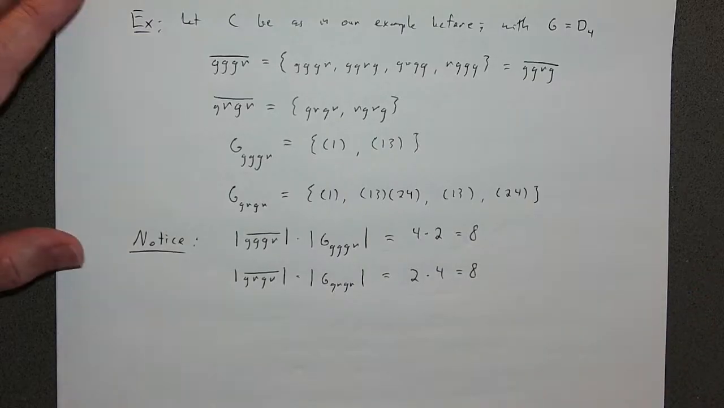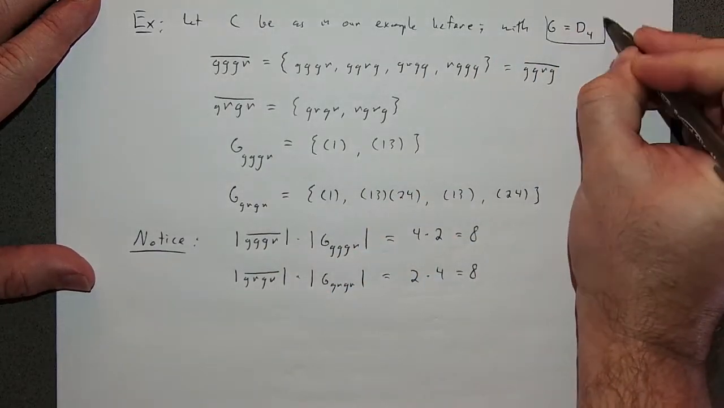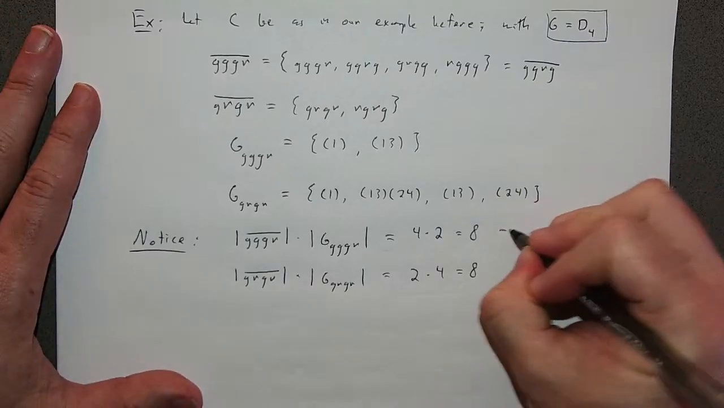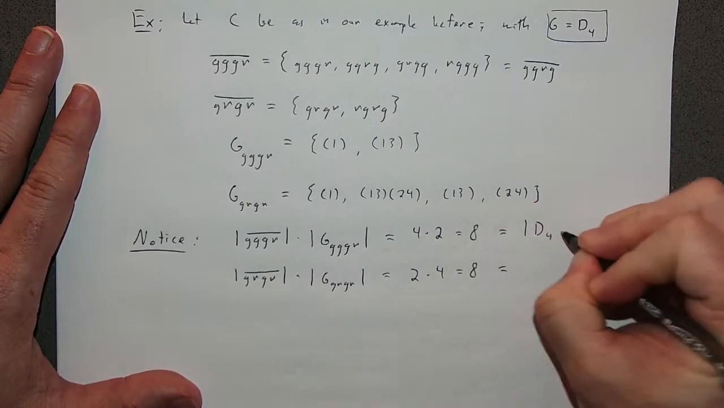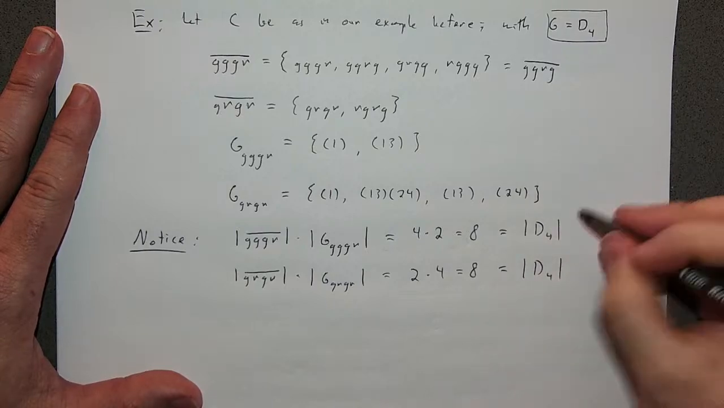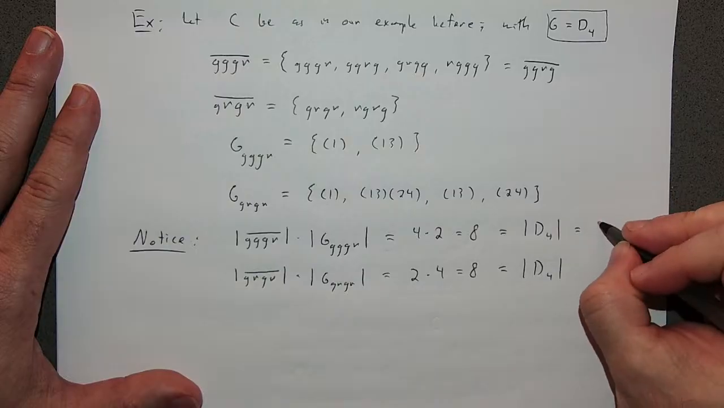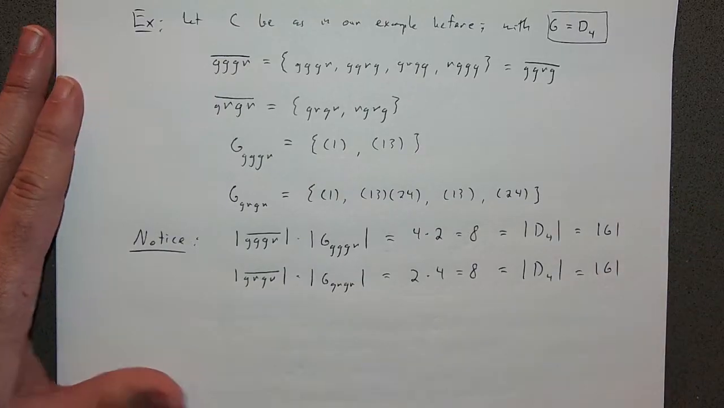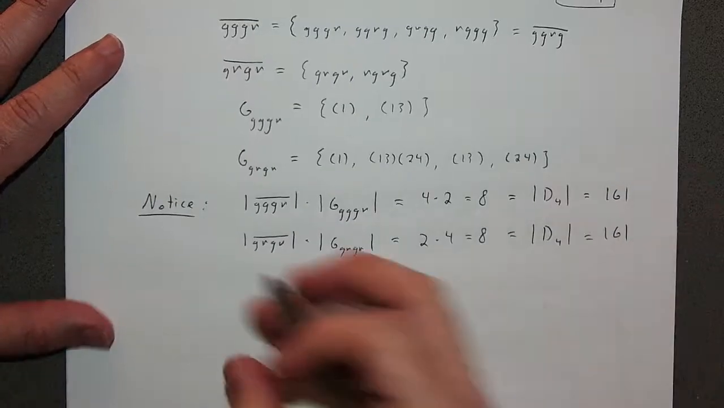So let's use the same previous example, except now our group is the dihedral group on these 4 vertices instead. So this, in both cases, is the size of the dihedral group on 4 vertices, and this is the size of G. The question is, does this pattern hold? And the answer is yes.